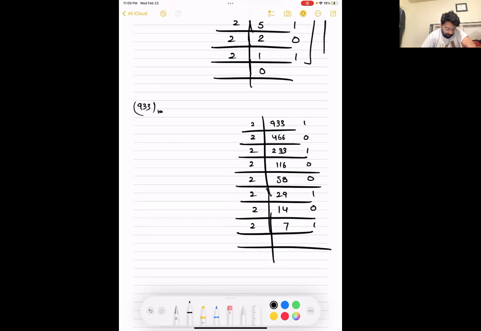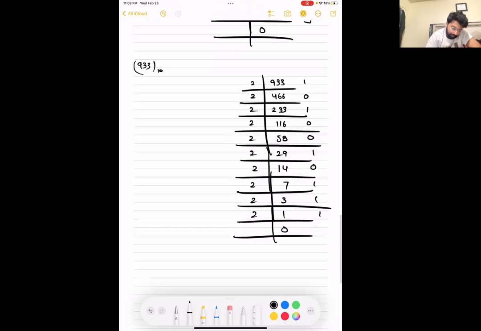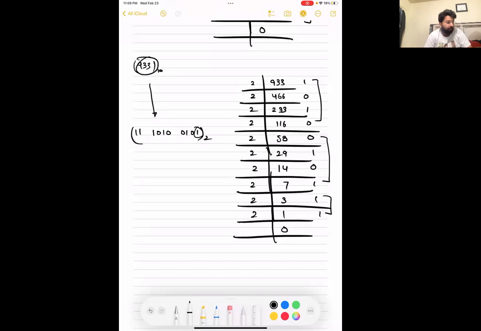7 divided by 2 is 3.5. I'm going to just write 3. 3 is an odd number, so 1. 3 divided by 2 is 1.5, so I'm going to write 1 here. 1 is an odd number, so 1. 1 divided by 2 is 0.5, 0. There you go, so that's it. We're going to divide them into 4s. So 933 in binary is 1110100101. And since 933 was an odd number, we get the least significant bit as 1.